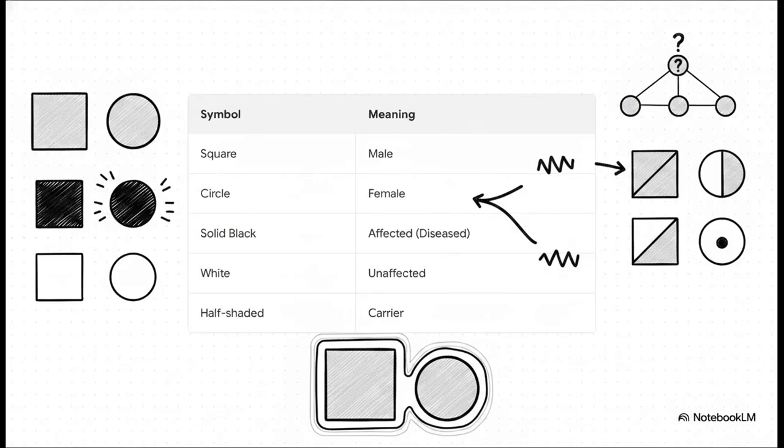Now, what's really interesting here is that these basic shapes are literally the only clues you need to solve those complex exam questions. Squares are males, circles are females. If a shape is solid black, it means the individual is actually affected by the disease. Pure white, that means they're unaffected. And if you see a half-shaded shape or maybe one with a dot in the middle, that indicates a carrier, someone who's hiding the mutated gene but doesn't show symptoms. Keep these shapes locked in your mind, okay?